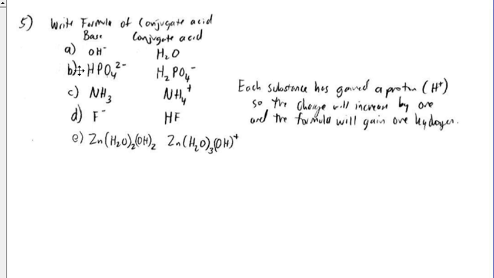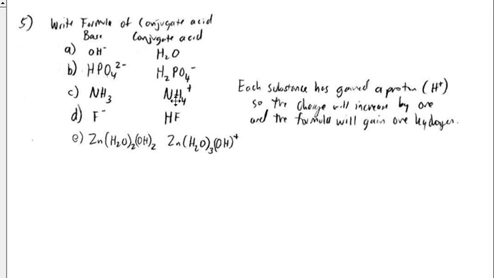And let's see if this holds true. In part A, OH- has a negative charge, and the acid is 1 higher than that. H2O has an extra H as well. The hydrogen phosphate ion versus dihydrogen phosphate ion: charge went up by 1, and the number of protons, H pluses, increased by 1 as well.